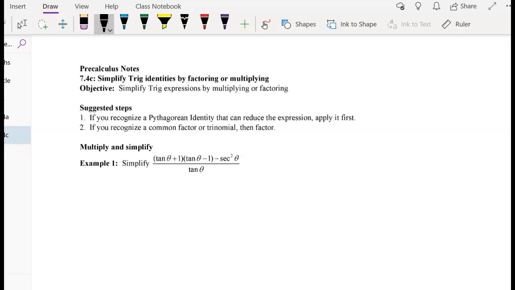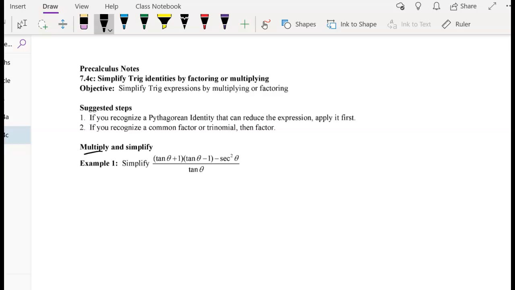So let's look at this first example. First of all, let's be careful that we cannot use the Pythagorean identity that has the tangent, because it doesn't have a square. Without a square, you cannot use the Pythagorean identities. They're all about pieces that are squared. So what we're going to do here is just what the directions say. We're going to multiply and then simplify.